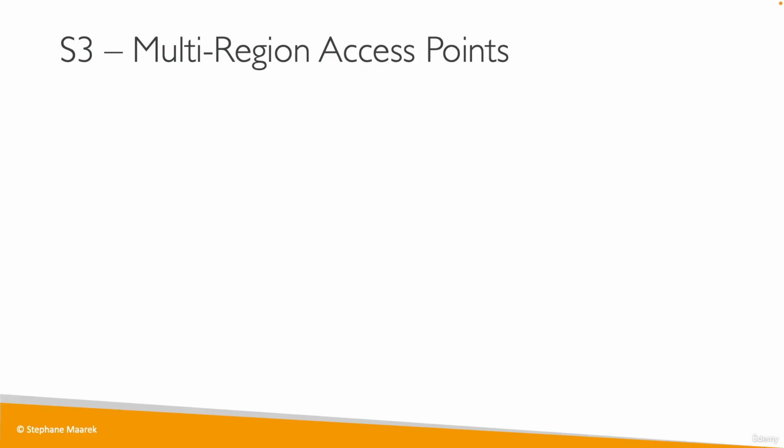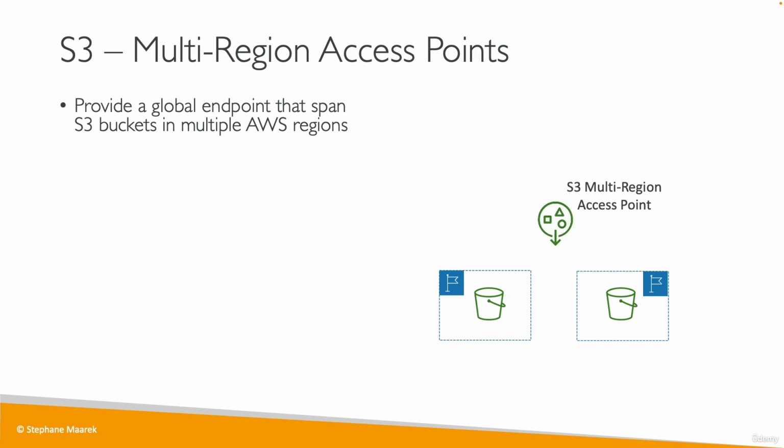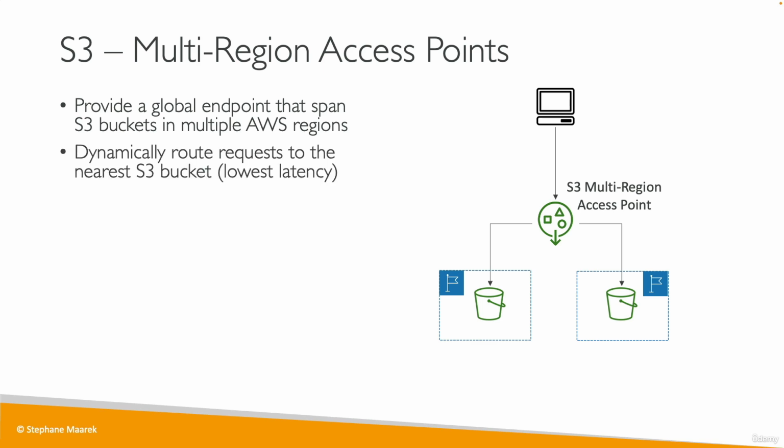So you also have the possibility to define multi-region access points on Amazon S3. The idea is that with this access point, you have a global endpoint that will span multiple S3 buckets in multiple regions. And you access it only through one endpoint, and this endpoint will redirect you to the S3 bucket that makes sense in the region that makes sense. So it's going to dynamically request the nearest S3 bucket, therefore providing you the lowest latency.